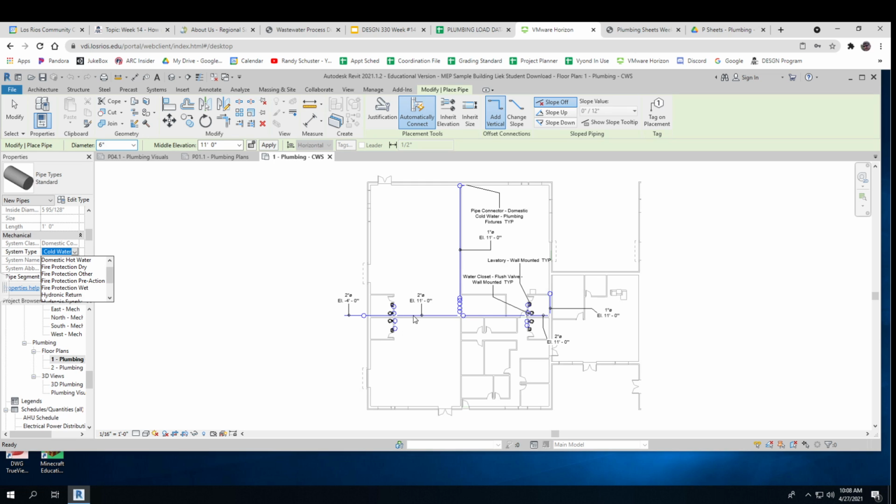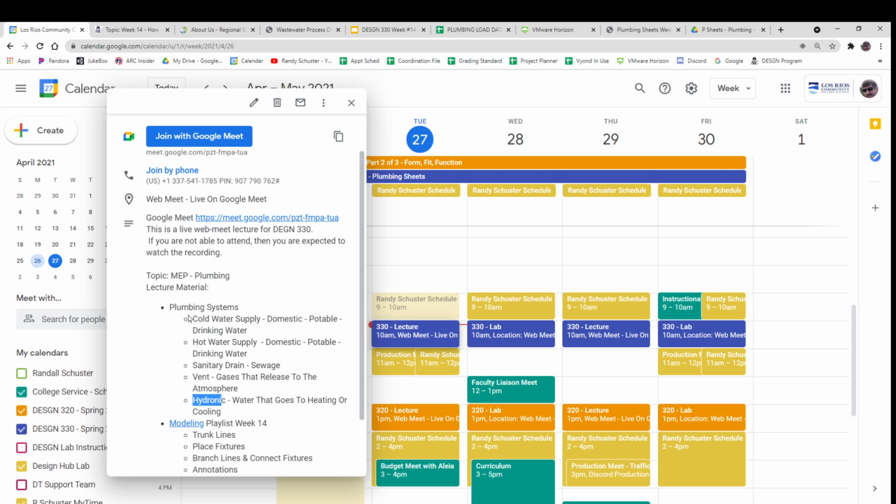So if I try to hook this cold water pipe to a hot water faucet, it'll give me an error. And that's appropriate. That would be what's called a cross connection. So you have to sort of know what your water is going to do when you hook it up. So let's talk about those a little bit.